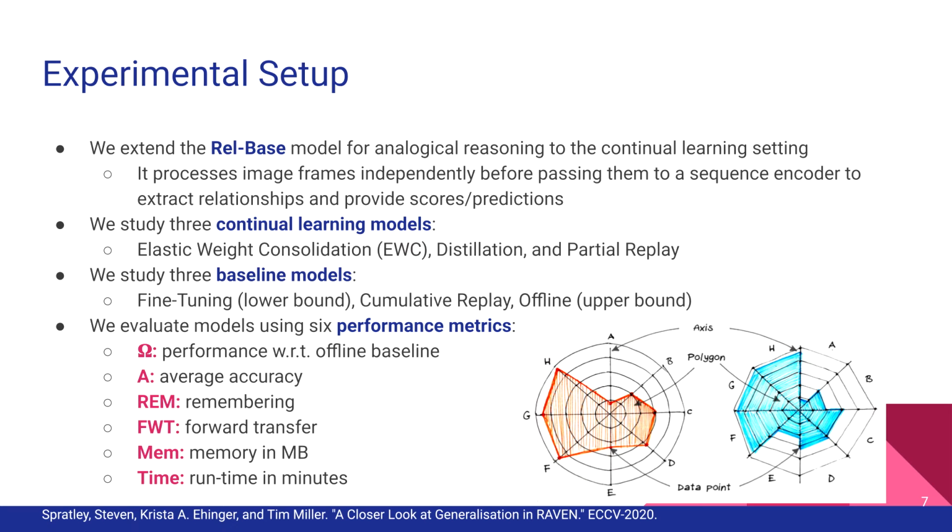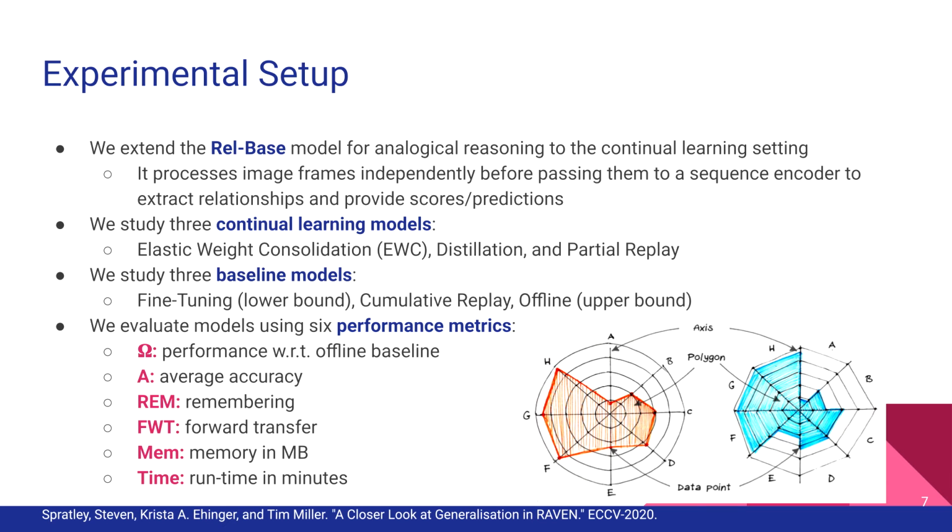We also study 3 baselines. Fine-tuning is a model that doesn't use any regularization or replay components to mitigate catastrophic forgetting and serves as a lower bound on performance. We also study an offline upper bound that concatenates all previous data, shuffles it together, and trains a model from scratch. Finally, we study a cumulative replay model which stores all previous data and incrementally fine-tunes on all previous data.